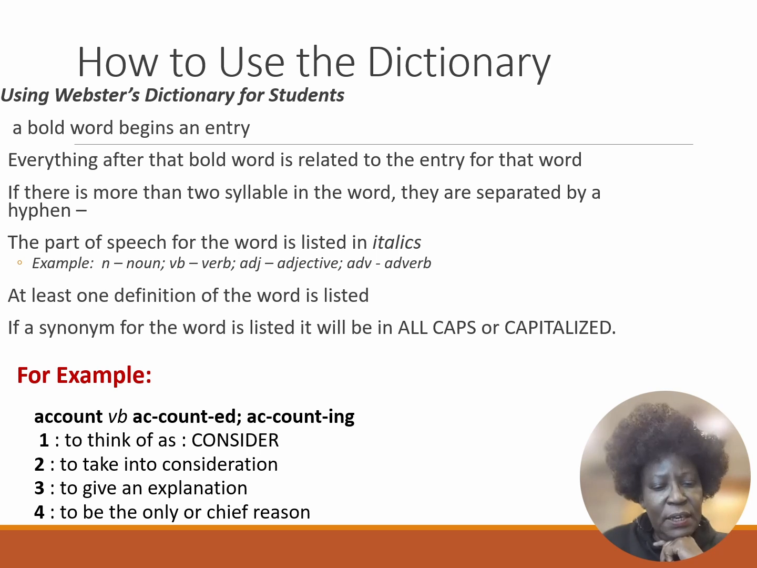Okay, and some words will have more than one definition. Number one, account means to think of something, such as to consider. Consider would be a synonym for account. It also means to take into consideration, to give an explanation, or to be the only or chief reason.